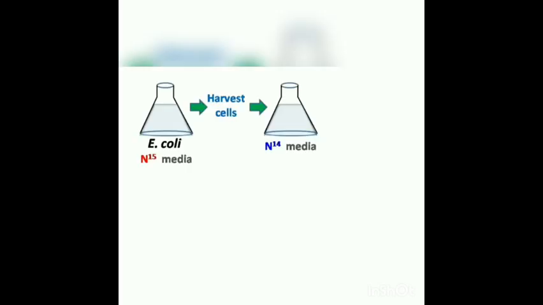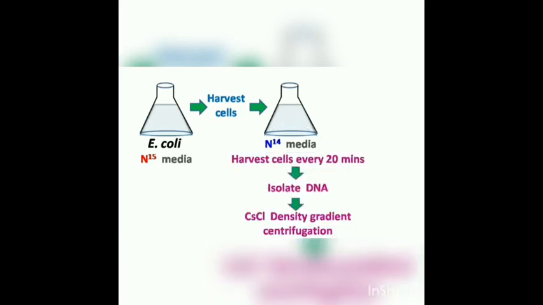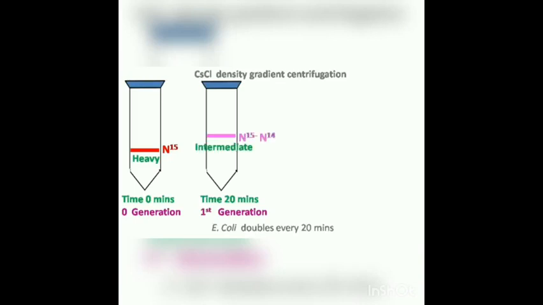The heavy culture was then transferred into a medium that had only N14 ammonium chloride, and samples were taken at definite time intervals, that means 20 minutes duration. After the first replication, they extracted DNA and subjected it to density gradient centrifugation. The DNA settled into a band that was intermediate in position between the previously determined heavy and light bands.